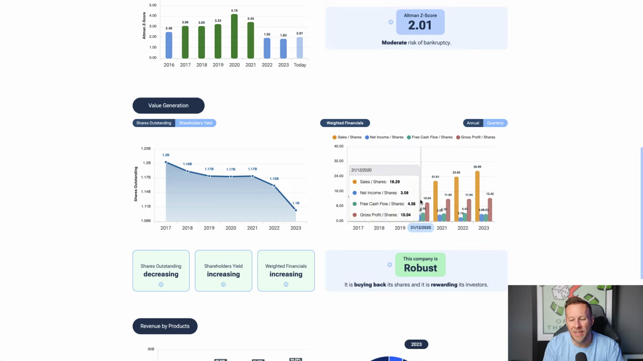So weighted is really important when you're looking at the performance of companies, because the weighted average is putting more emphasis on the most recent times and still factoring in the less recent times, but giving them less weight. So you get a nice, stable and sustainable projection using weighted averages.